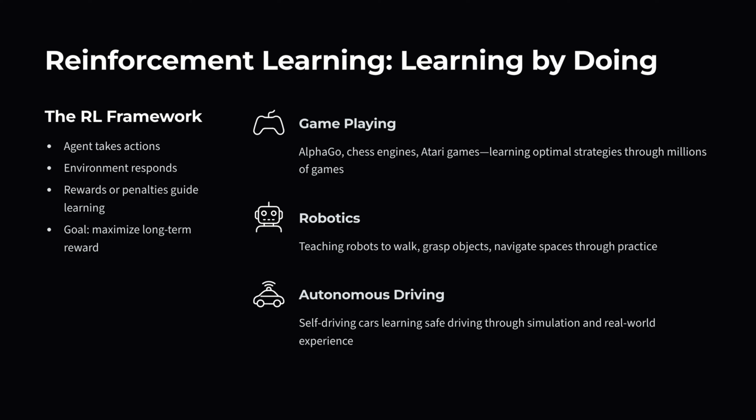This matters because many decisions cannot be solved with static data. The model must learn through interaction. A real example is game playing. Systems like AlphaGo learn winning strategies by trying thousands of actions and learning from rewards. Reinforcement learning also guides robots and autonomous vehicles, where every action affects the next moment.